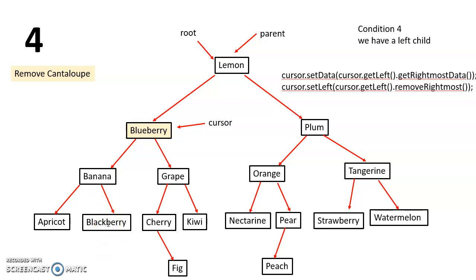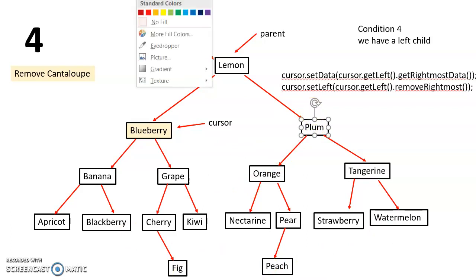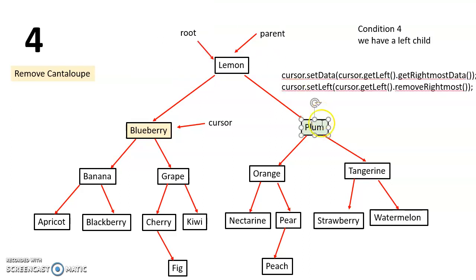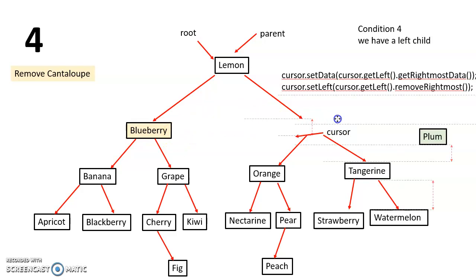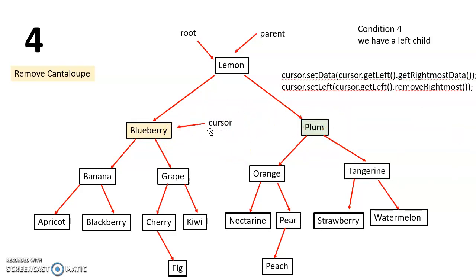And so that last condition is we're going into the left subtree and getting the rightmost value. So for example, suppose plum is one that we would remove. Suppose cursor was pointing here to plum. Suppose plum is the one that we want to remove.